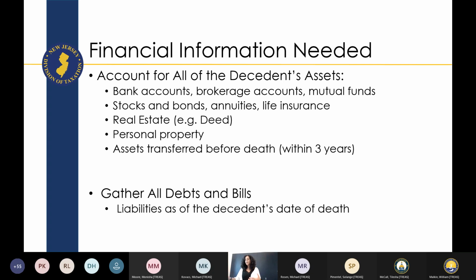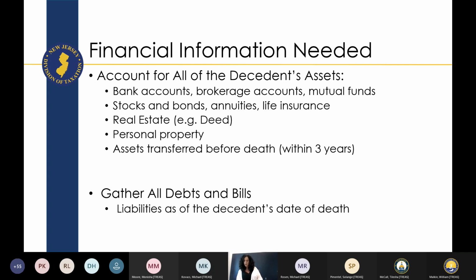Okay. So now, just to give you a little bit of an information page about what information you need financially in order to get a return and make it as complete as possible. You want to make sure that you're accounting for all of the decedent's assets. So you want to have all bank accounts and brokerage accounts, all mutual funds, anything that is an asset. You can have stocks and bonds, whether they are from New Jersey or not, life insurance.